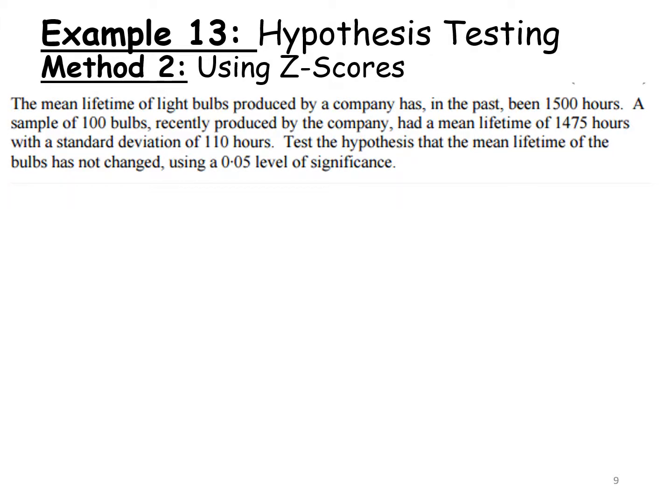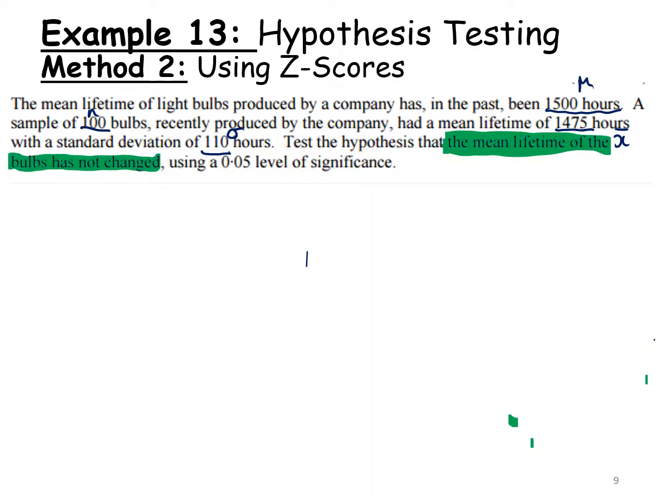So the mean lifetime of light bulbs produced by a company has in the past been 1,500 hours, so 1,500, so that is mu. A sample of 100 bulbs, so that's n, recently produced by the company have a mean lifetime of 1475, so that's X bar, with standard deviation 110. Test the hypothesis that the mean lifetime of the bulbs has not changed. So they're saying it has not changed, therefore it is still 1,500 hours. So that is their claim.